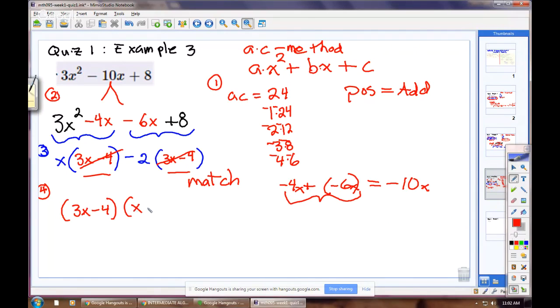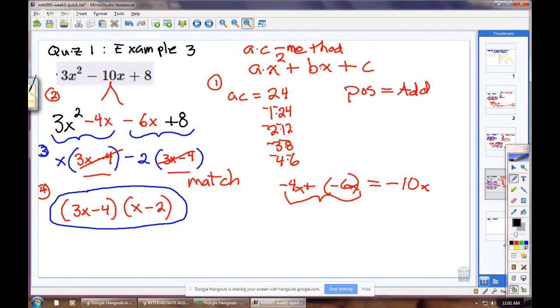That's got to be the other factor. So I believe that this is the answer. Notice this problem is a lot harder when it's not a 1x squared. If it's something other than a 1, then you get quite a bit of work to do. And again, this is the AC method. All right, I don't know if it's right yet, so I've got to check it.